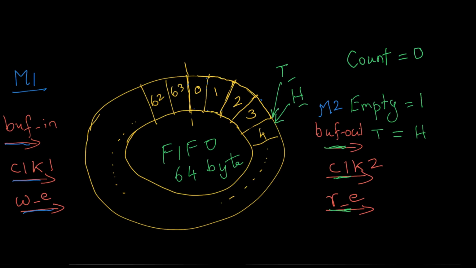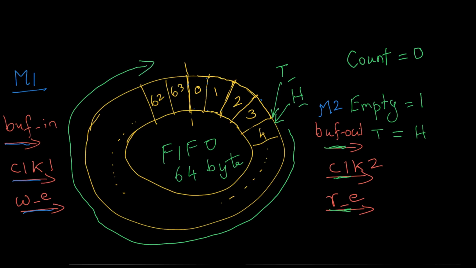So if your FIFO had some data and then it empties, your tail and head need not be at 0. It could be anywhere on the circular buffer. It could be at 4 now. It could be at 62, it could be at 47, it could be anywhere. Right. Let's say your M1 starts writing again, and it writes from 4 all the way up to address 62, right? So it is written up to 62.